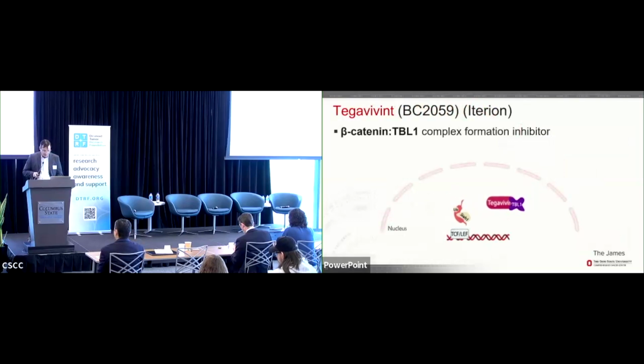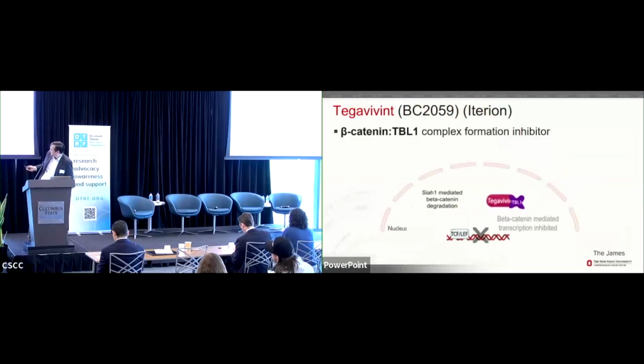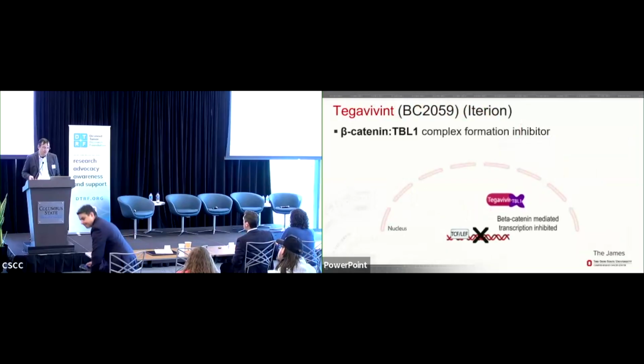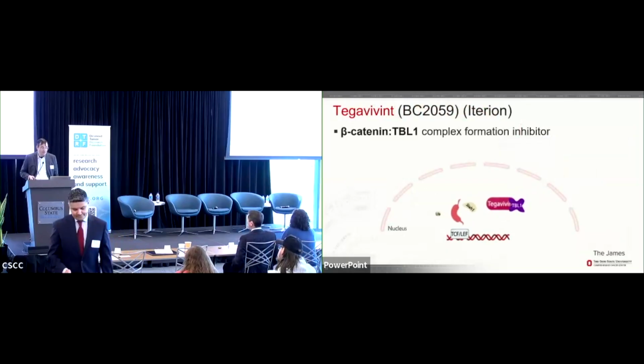So this is a little bit of a cartoon. You can see here that in this cartoon, tegavivint will bind to this TBL1. Beta-catenin, when it's in the nucleus of the cell, has to bind to TBL1 to be stabilized, right? And so when it doesn't bind to that TBL1 partner, it can be degraded. So this was the rationale for that particular concept.